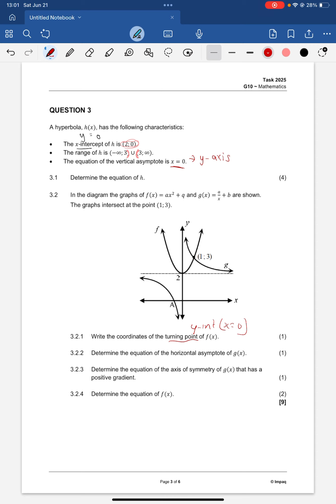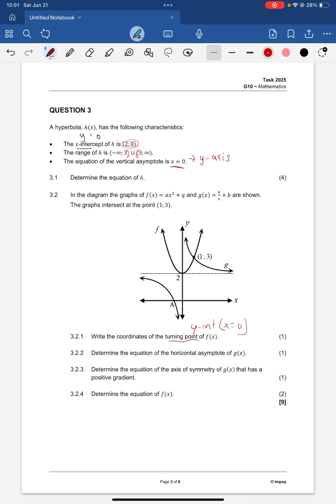So determine the equation of the horizontal asymptote of g of x. Again, you can see it. An equation has an equals inside, please guys. So you're going to write, is it y equals or is it x equals? Keeping in mind that it's a horizontal asymptote. And then determine the equation of the axis of symmetry of g of x that has a positive gradient.